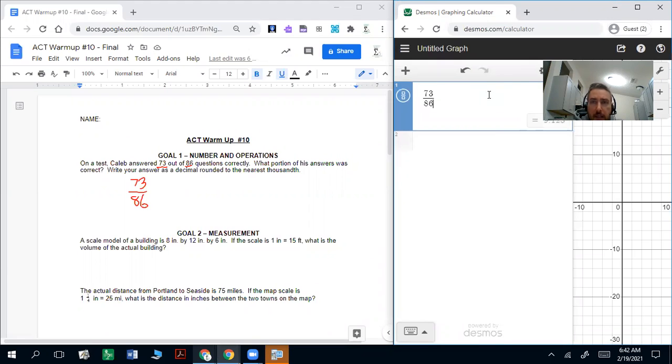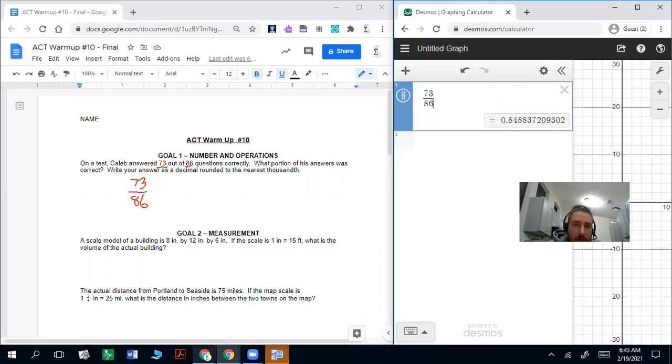73 divided by 86. And it says round to the nearest thousandth. So thousandth is 3 decimal places out. So rounding tip 101. When you're rounding to the nearest thousandth, go to that third spot. If the number to the right of that is 5 or higher, you bump this number up. If it's 4 or lower, 4, 3, 2, 1, or 0, you'd keep it.